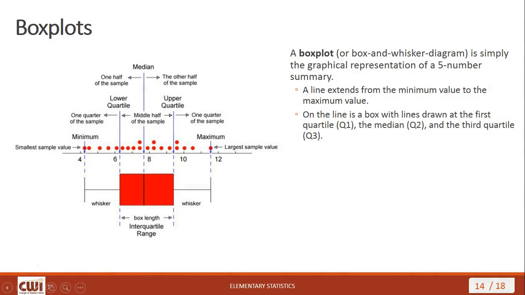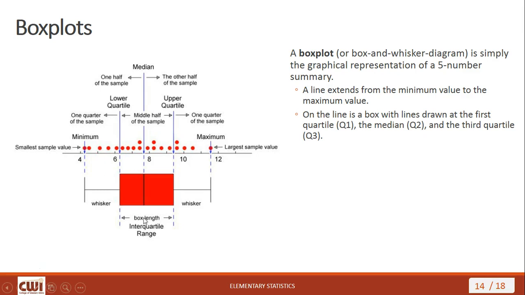This brings us to the topic of box plots. Box plots, also known as box and whisker diagrams because they look like a box with whiskers on each side, are simply a graphical representation of a 5-number summary. So instead of listing the numbers in a table, we can list them with a visual representation, and that visual representation is the box plot.